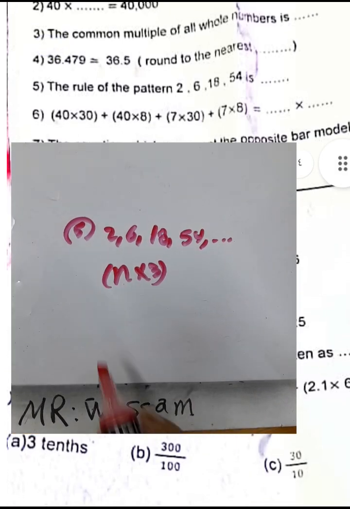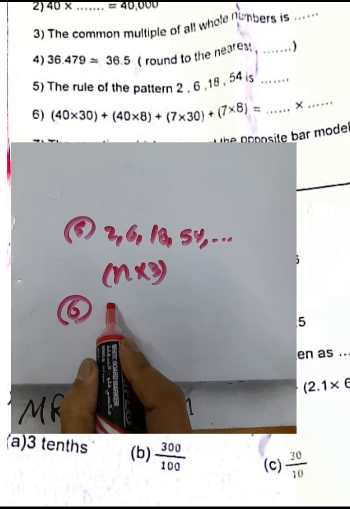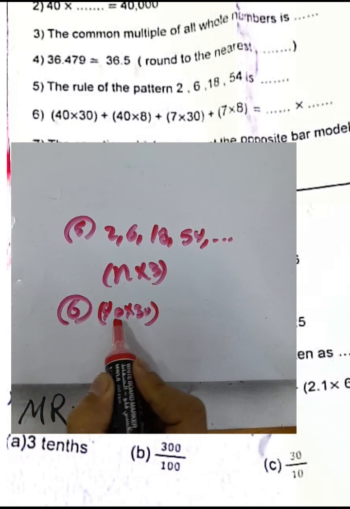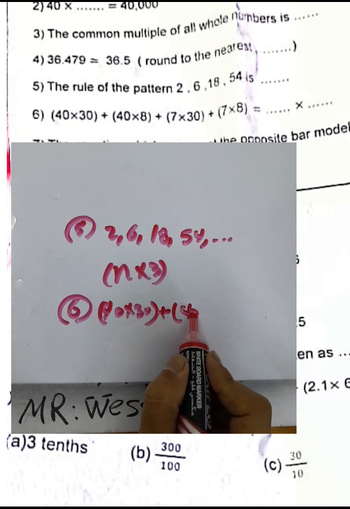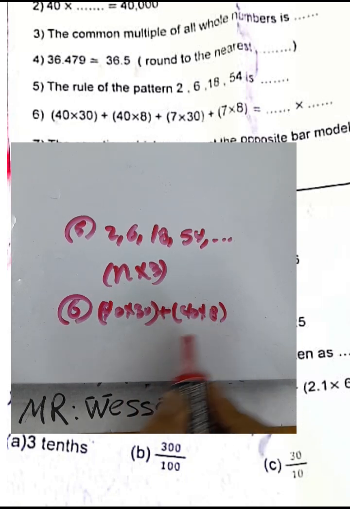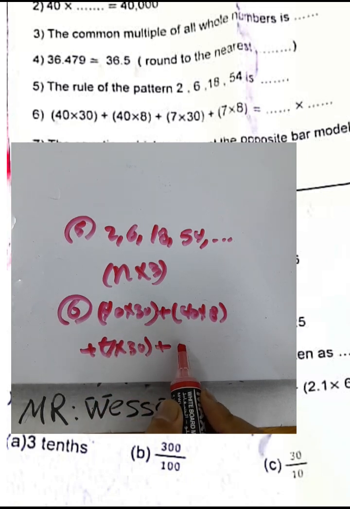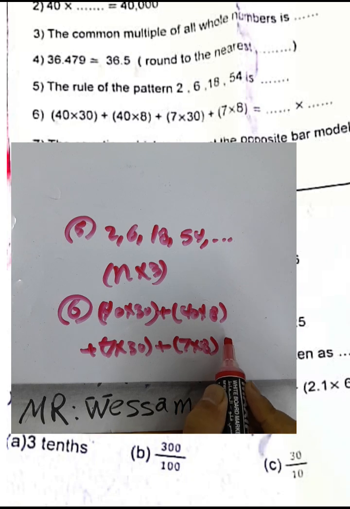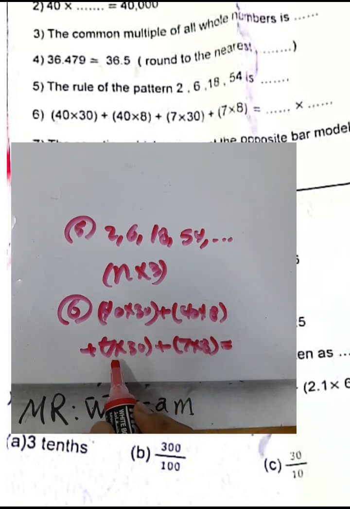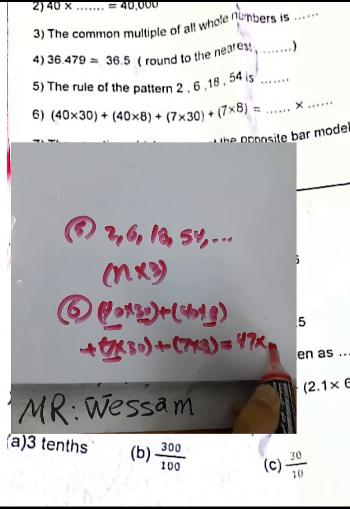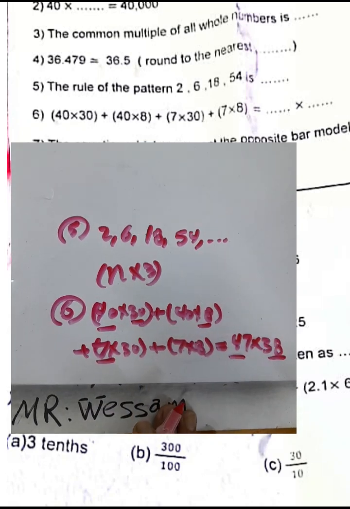Question number 6. We have 40 times 30 in brackets plus 40 times 8 in the other brackets, and 7 times 30 and 7 times 8. We have 40 plus 7, it will be 47, the first number, and 30 plus 8, it will be 38. And the result will be 47 times 38.